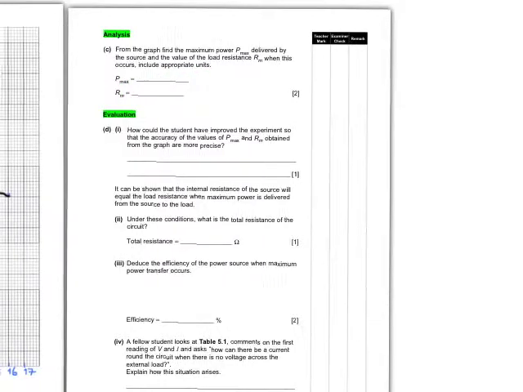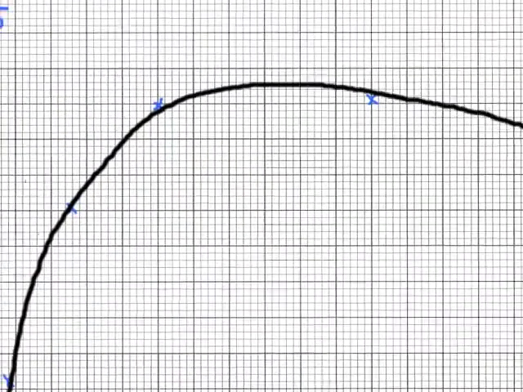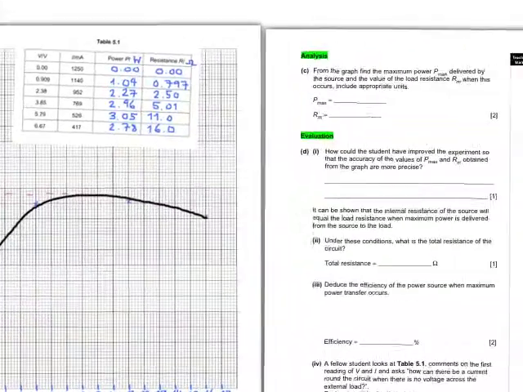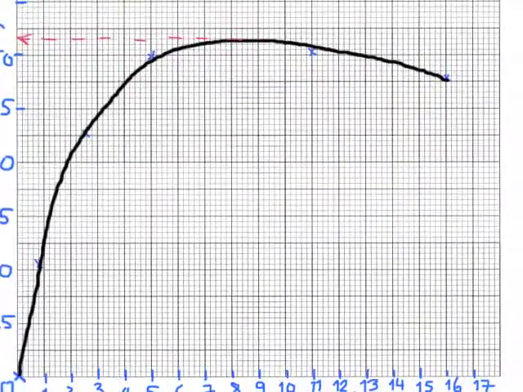So Pmax is going to be where we have our peak of the curve. So our peak of the curve is just here. Hopefully just zoom in, okay, and read across from there. Put a wee dashed line. Helps with that. It's a nice straight dash line. So what we have there is our 3.1, so 3.15. So the power is 3.15, and the resistance, well, we need to draw a dash line down from here.